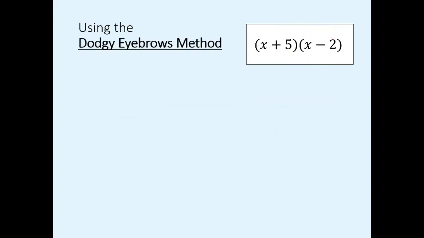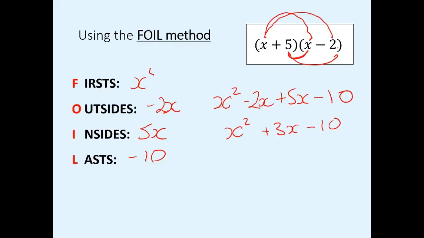Dodgy eyebrows is a sort of an alternative to FOIL. In FOIL, we drew these lines to join up which bits we were multiplying as we went. Dodgy eyebrows is the same thing, but it's in a slightly different order. And we are going to draw, well, I'm going to do it, these two first.